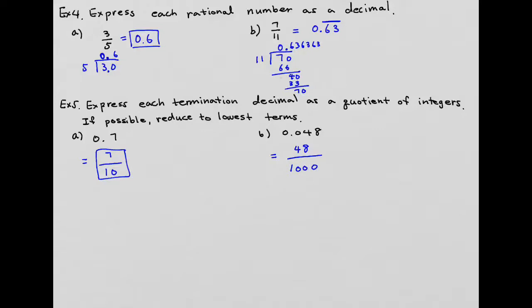And because both values are even numbers, you should be able to reduce. 4 goes into 48 12 times. 4 goes into 1,000 250 times. And that's another even one, so you can reduce further. 2 goes into 12 6 times. 2 goes into 250 125 times. And 6 and 125 don't have a common factor, so that's the fraction. So 0.048 is 6 over 125.